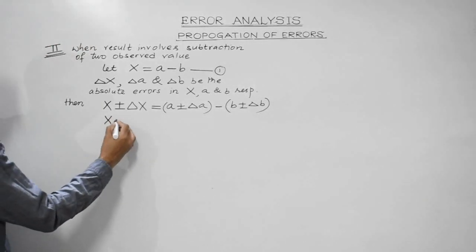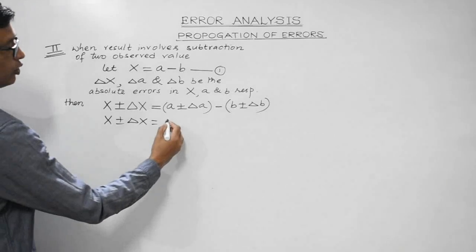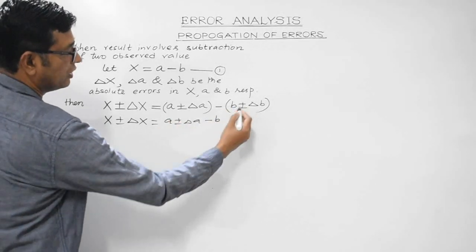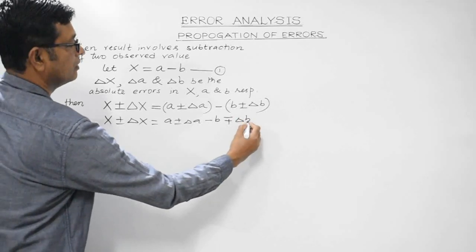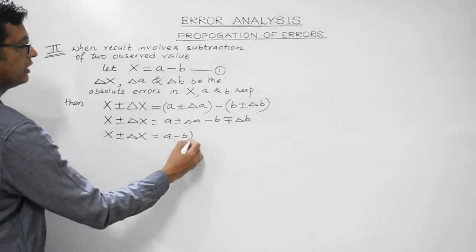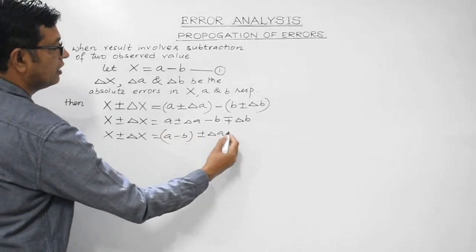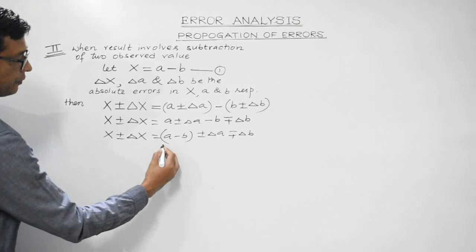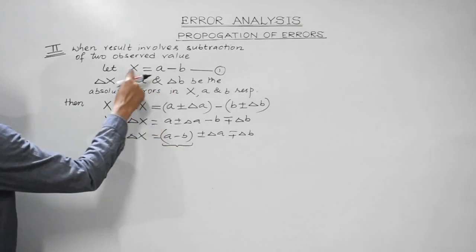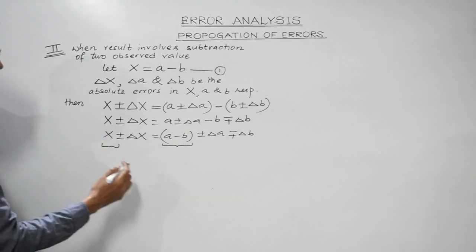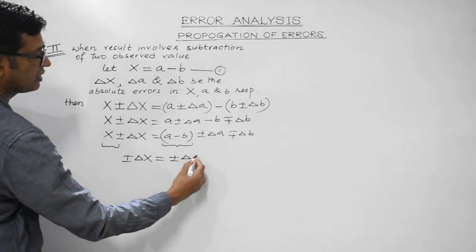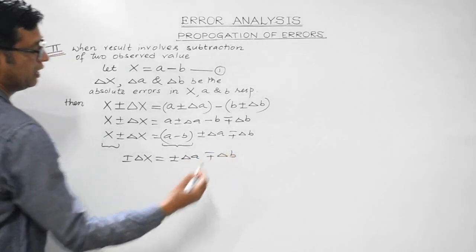What do we get is X plus minus del X. It will be equal to A plus minus del A. On opening the bracket we get minus B. Over here it will be minus plus del B. So rearrange the terms. A minus B plus minus del A minus plus del B. This is X, isn't it? A minus B is equal to X. So these two get cancelled out. So what is left with us is plus minus del X. It will be equal to plus minus del A minus plus del B.